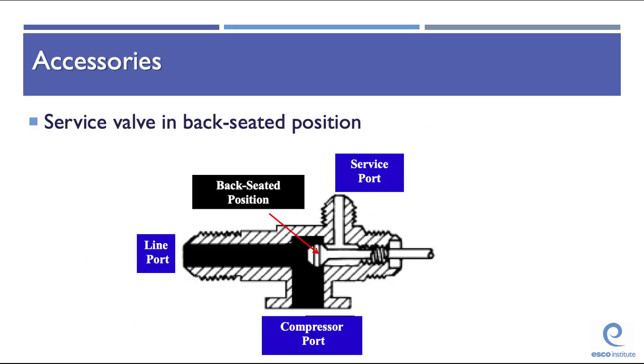Before using a recovery machine, you should always check the service valve positions. Notice the black section of the valve is what opens in the back seated position. The line port and the compressor port are open and the service port is closed. The black solid color in this diagram is where refrigerant will flow. This valve is in the normal position for normal operation, which is called back seated.